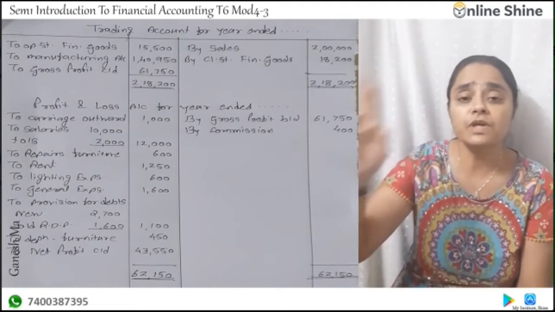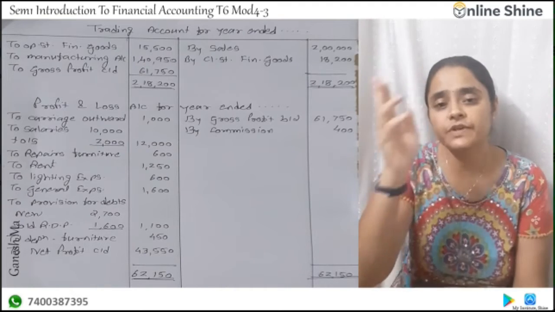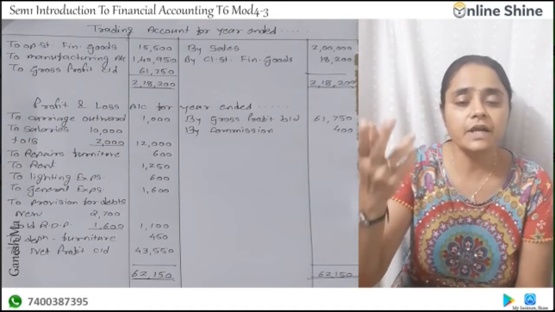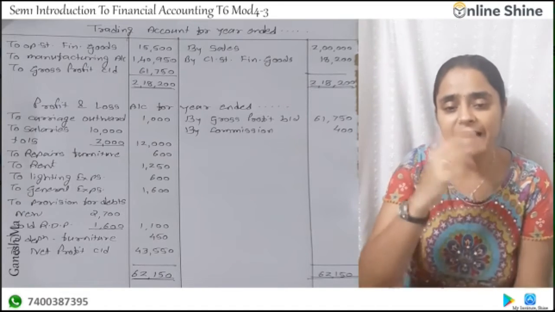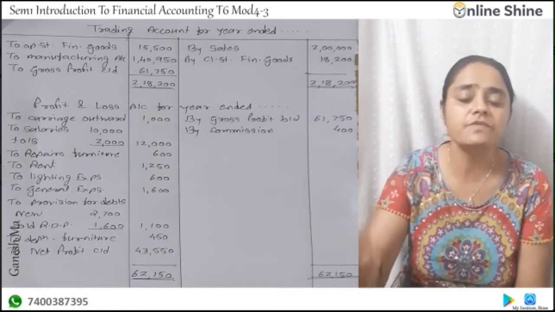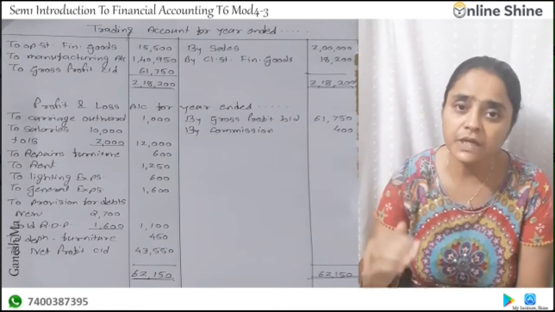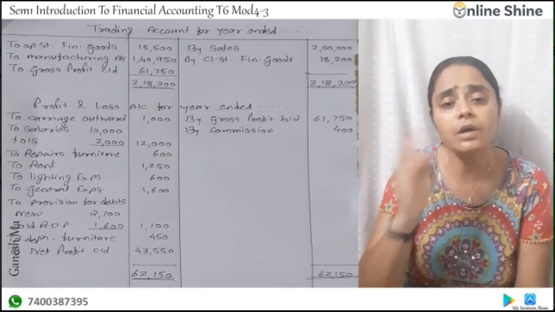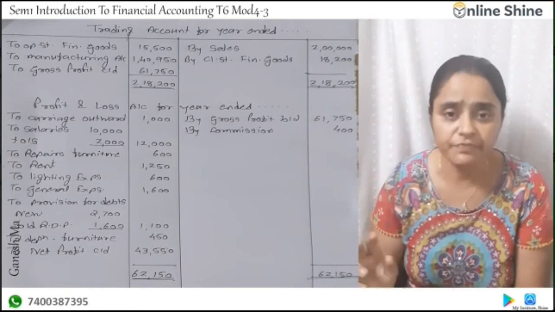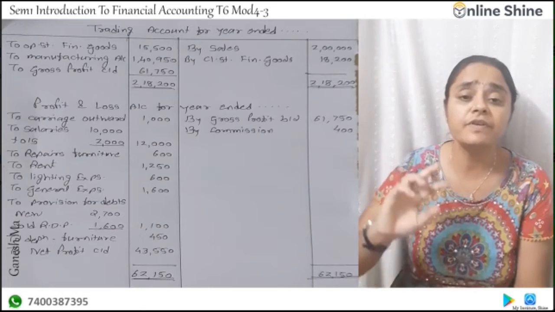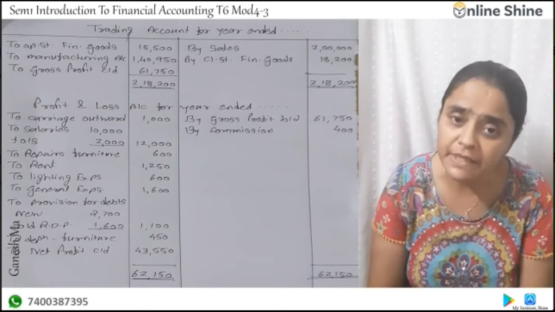Understood? So the cost of production is transferred to trading. From trading, we come to know the gross profit. Gross profit is transferred to P&L. From that, we deduct all the expenses. We come to know our net profit. So here, the net profit after deducting all my indirect expenses comes as rupees 43,550. Now this net profit will be added to my capital account. Why?